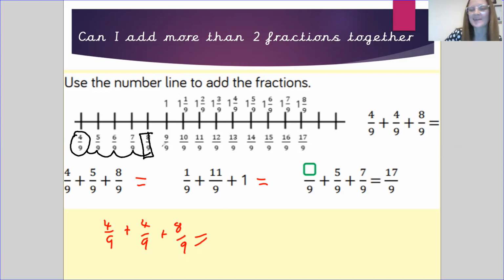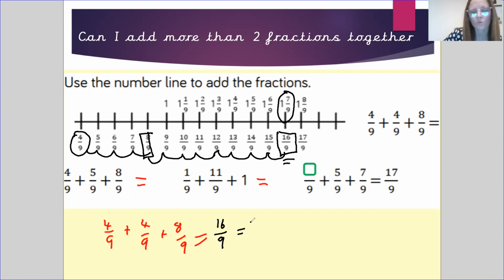And then I need to add another 8/9. So then we would do another jump of 1, 2, 3, 4, 5, 6, 7, 8, which takes us to 16/9. So the answer to 4/9 plus 4/9 plus 8/9 should give us 16/9. Or if we look at the top number here, it's going to give us 1 and 7/9.